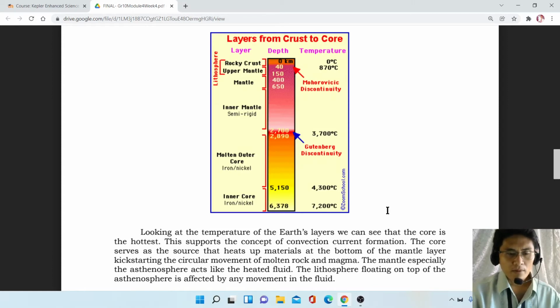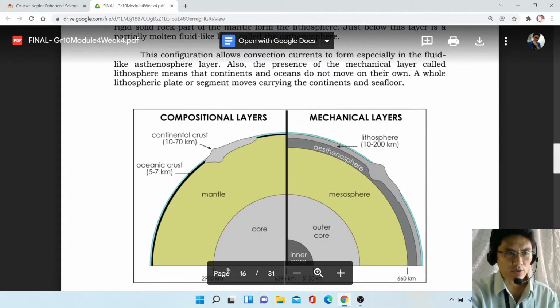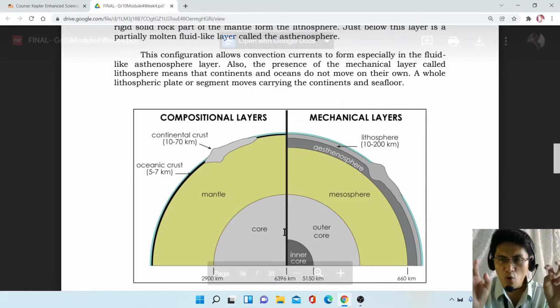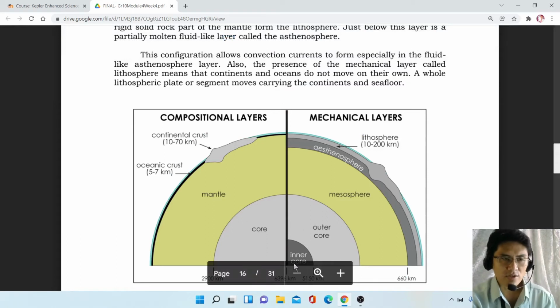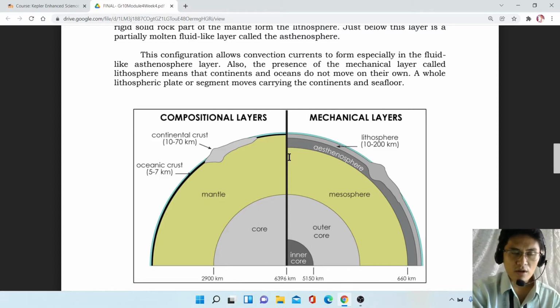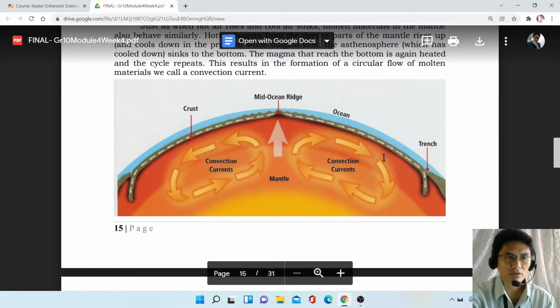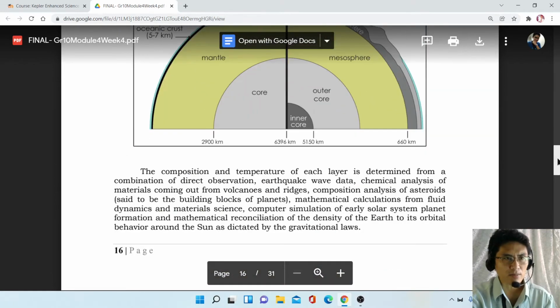So therefore, just like a pot of water sitting on top of a heat source, you can think that the core serves as the heat source, serves as the stove in this analogy, and the materials from the asthenosphere are the fluid being heated by that stove, and therefore it's plausible to create convection currents. Okay. Now again, this is still debatable.